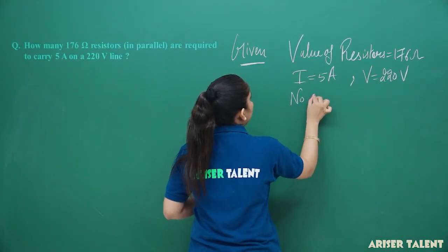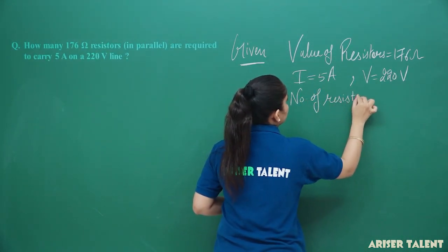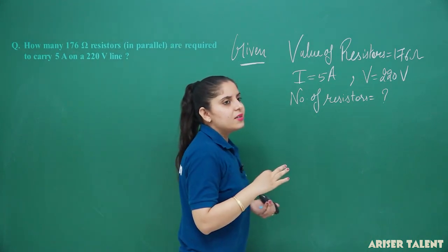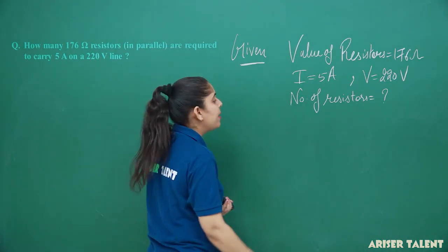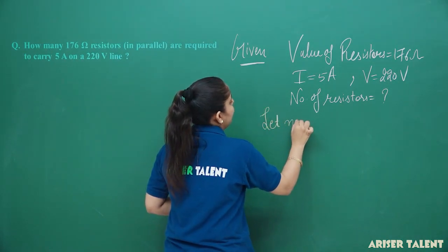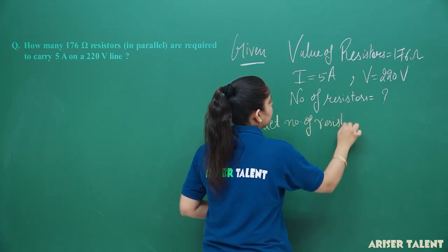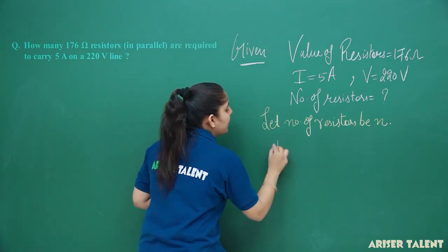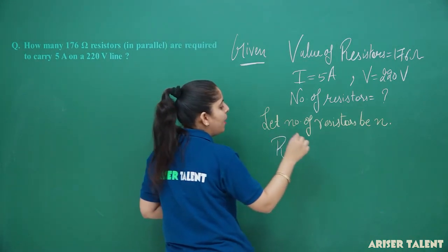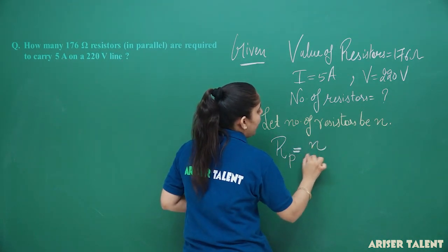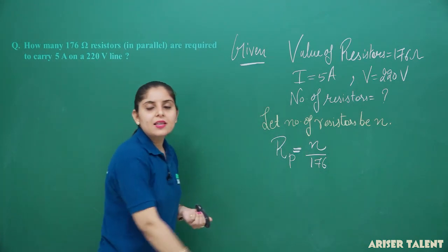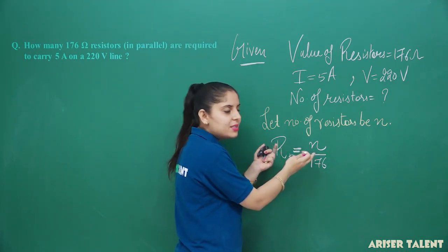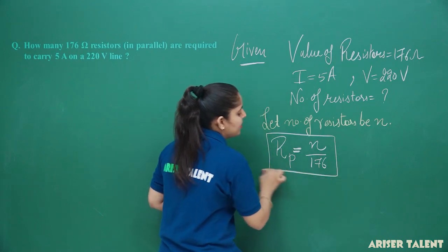So, the number of resistors, you have to calculate. So firstly, all these resistors, the 176 ohm resistors, are connected in parallel. So I am assuming that the number of resistors be n, and the Rp, that is the parallel combination, came out to be 176 upon n. It may be 1 upon R1 plus 1 upon R2 plus 1 upon R3. So we have n resistors and Rp equal to 176 upon n.